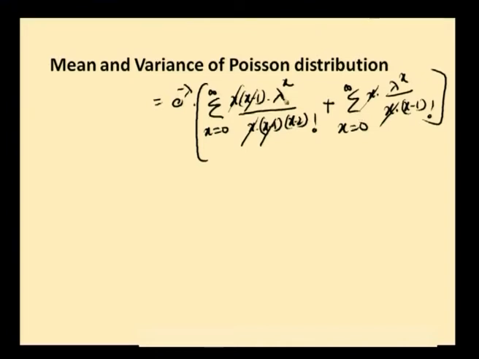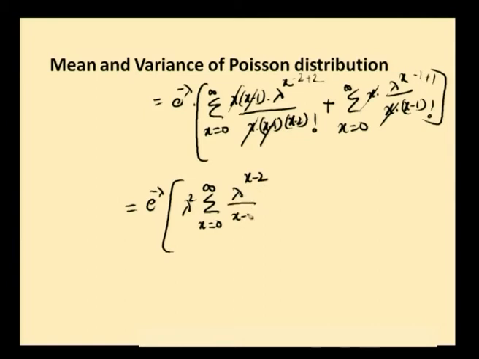So, according to the factorial, split the powers of lambda as plus 2 and minus 2 here, and lambda power x as minus 1 plus 1. So that it is written as e power minus lambda, this lambda square I will take outside, lambda square summation x is equal to 0 to infinity lambda power x minus 2 by x minus 2 factorial plus lambda power 1 into summation x is equal to 0 to infinity lambda power x minus 1 by x minus 1 factorial.